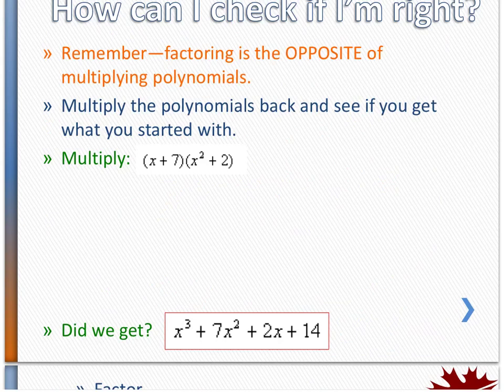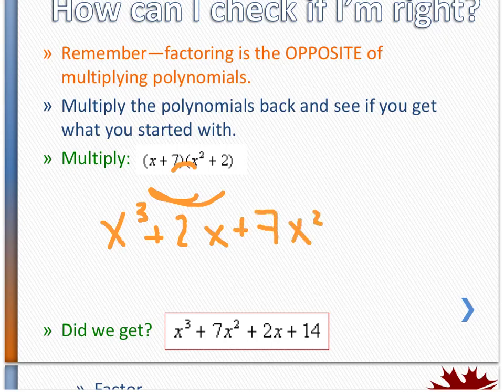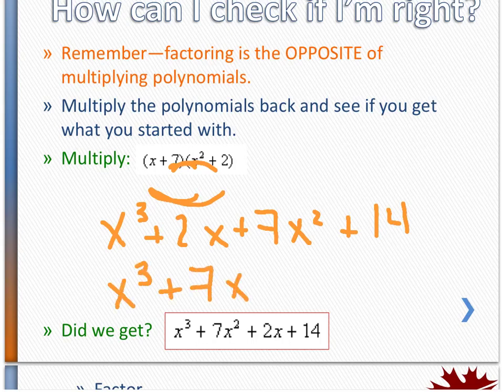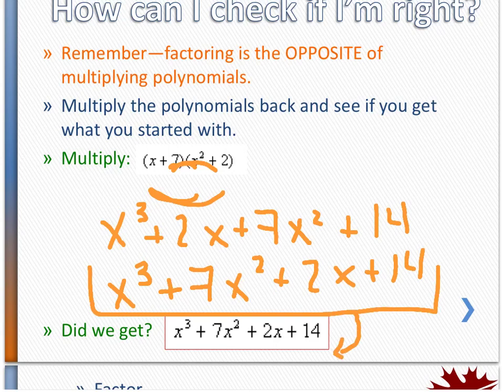So we are going to multiply it back through just so you believe me that that works. So x times x squared is x cubed. x times 2x is plus 2x, plus 7x squared plus 14. Rearranging from highest degree to smallest degree, you can see that I end up with what I started with before I factored, which is exactly what I want. So you can always check your answer.